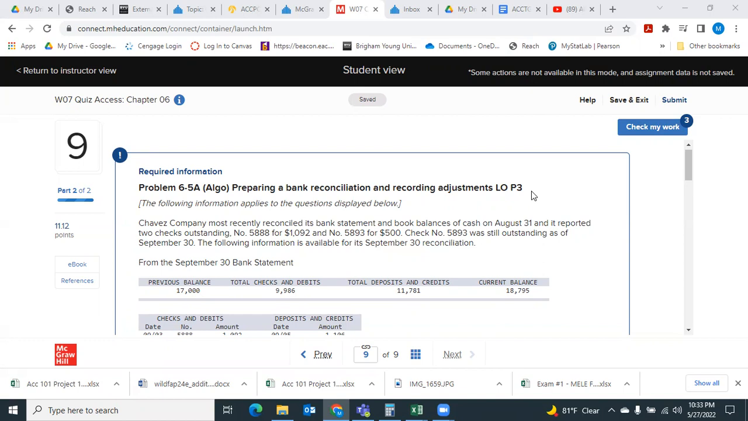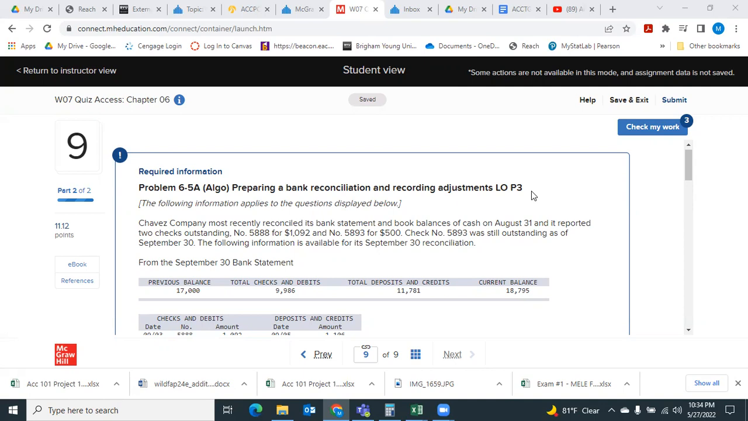So if I do problem 8 and then move to problem 9, it gives me different numbers and they're not connected. When you do it, the two will be connected. So your work on 8 will be connected to your work on 9. So anyway, I'm just explaining that up front because this will be a little different than how you would see it. Anyway, so what they're asking us to do is the bank reconciliation and recording adjustments.